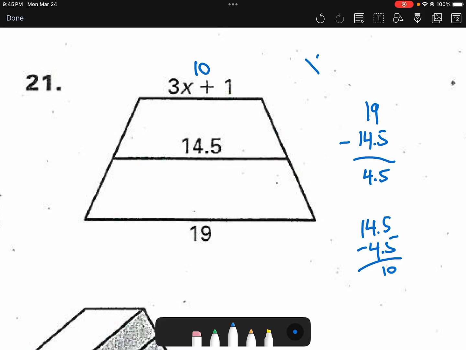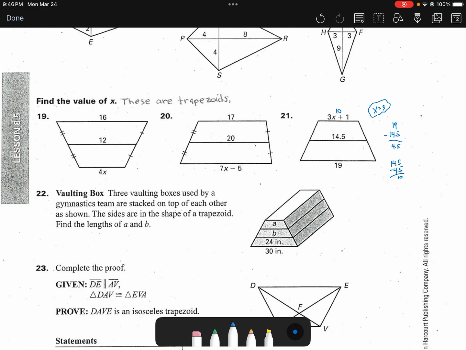Okay, so 3 times what plus 1 gives you 10. I think you know that's got to be 3. 3 times 3 is 9, plus 1 is 10.